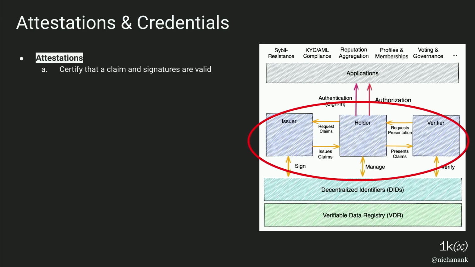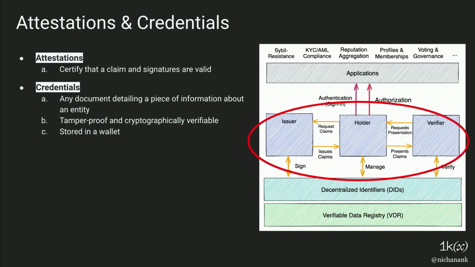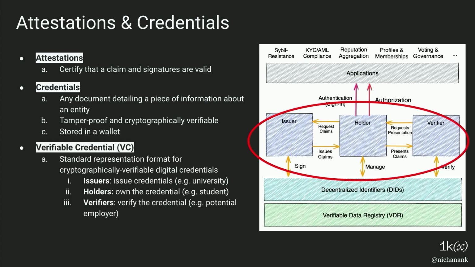Then attestations, credentials, some terminology here. Attestations are just claims that certify that a claim and signatures are valid. And then credentials are any document or information detailing a piece of information about the identity. They're tamper-proof and verifiable. They're held in a wallet. And then a verifiable credential is just a data model and standard defined by the W3C for verifiable credentials.